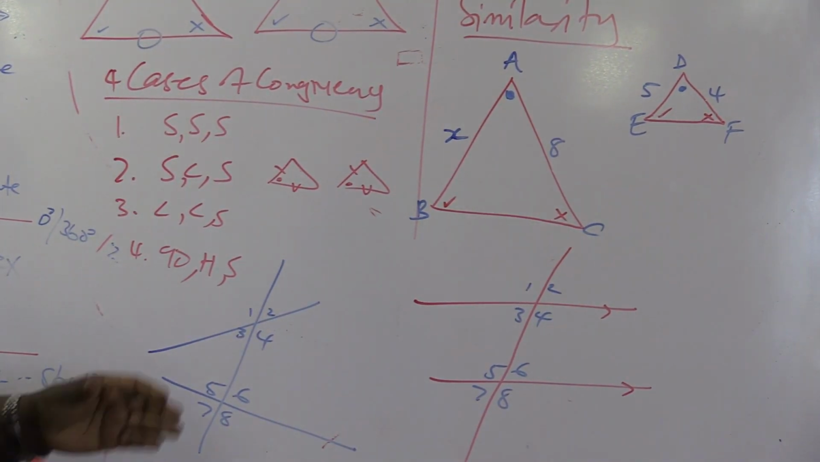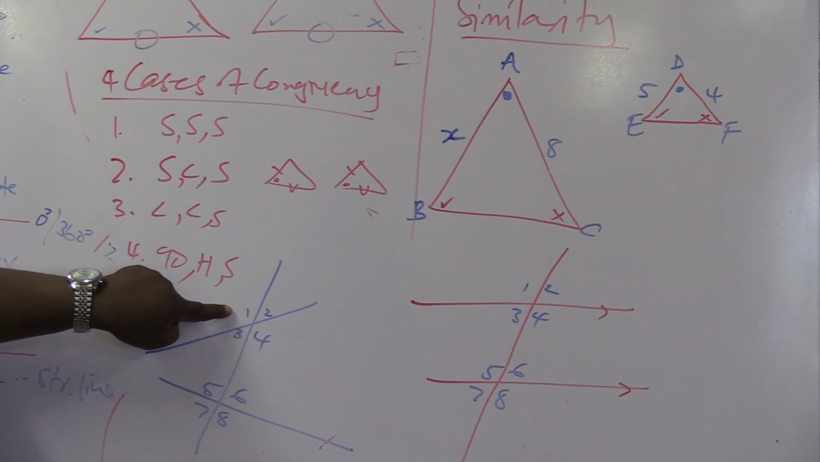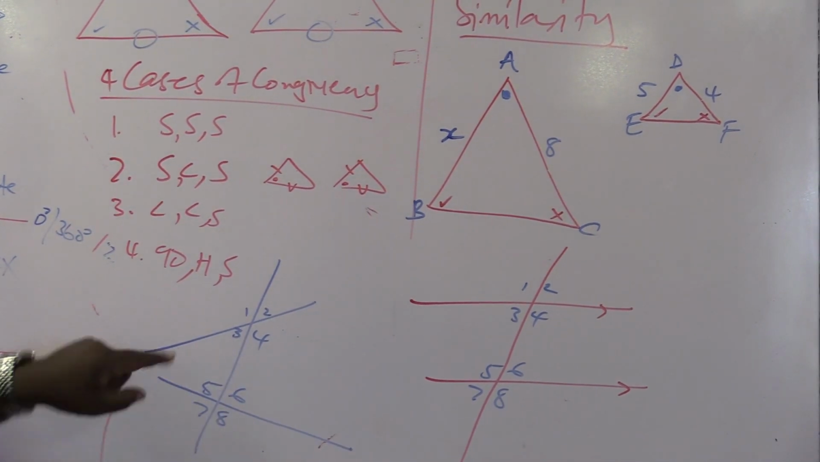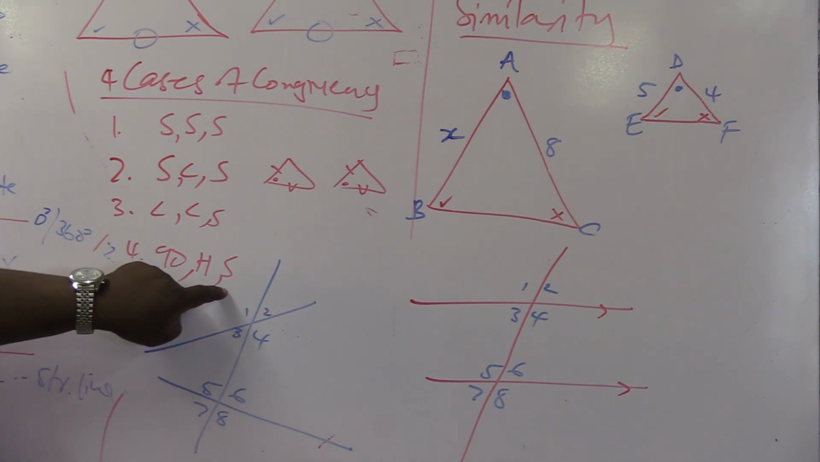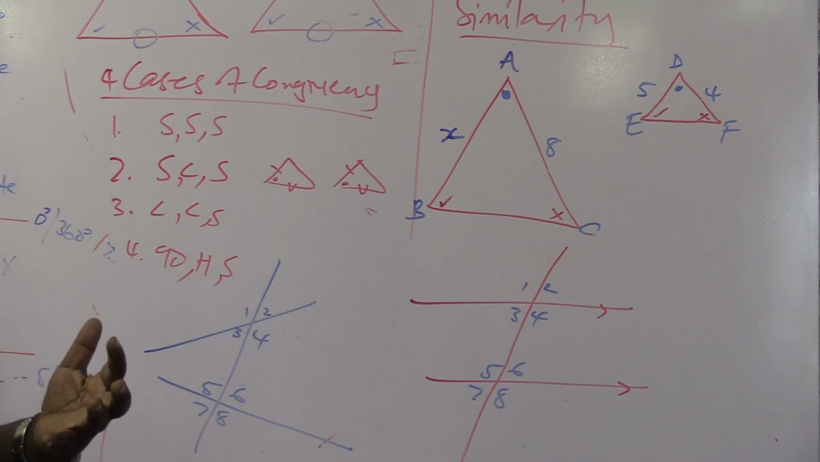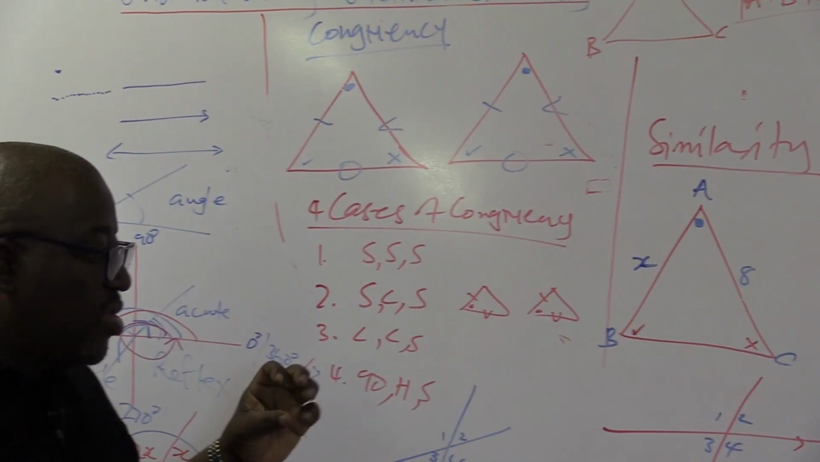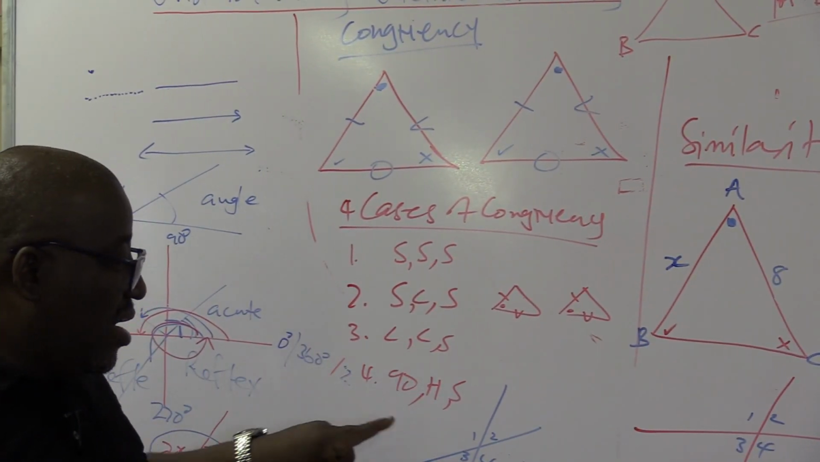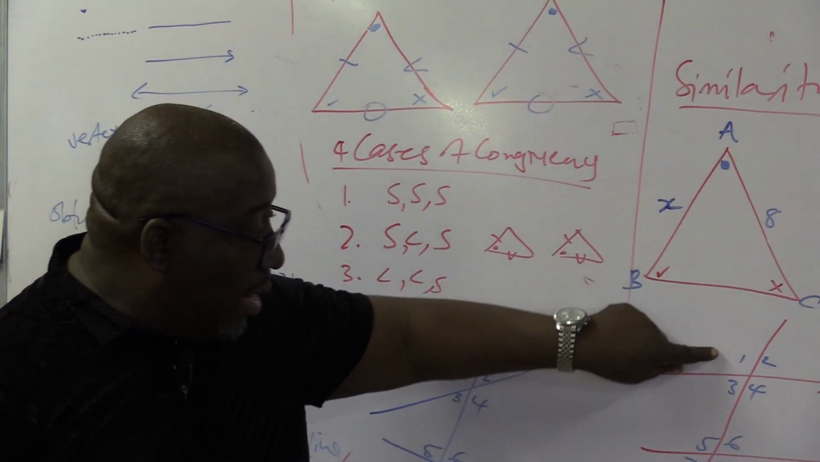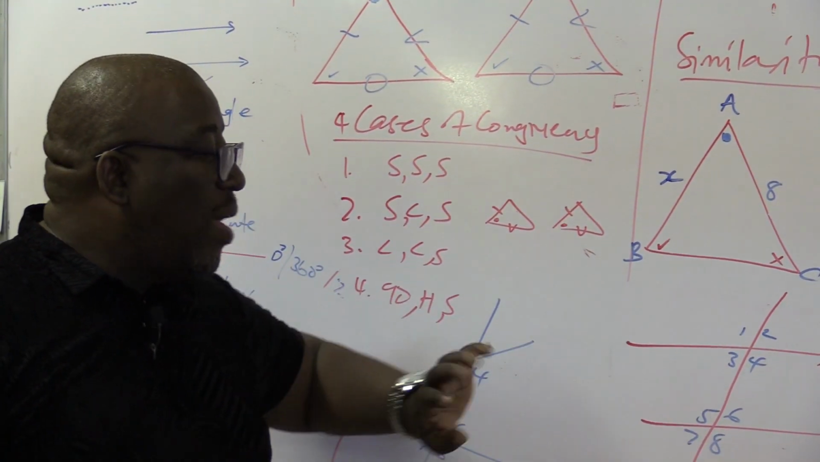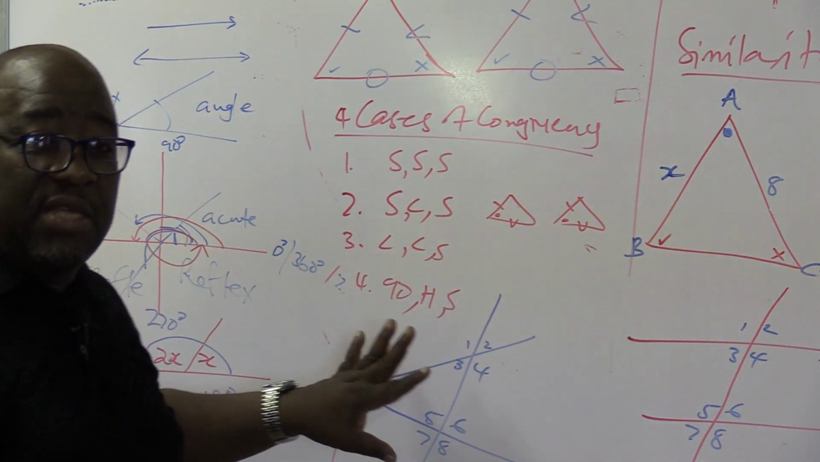In this case, this side in the first diagram, angle 1 corresponds with angle 5. We call those corresponding angles. When we talk of corresponding angles, like angle 1 corresponds with angle 5, this side also, angle 1 corresponds with angle 5. What is the difference between these two corresponding sides?